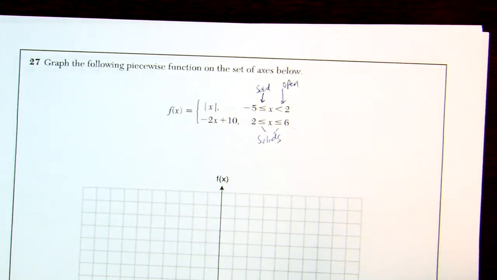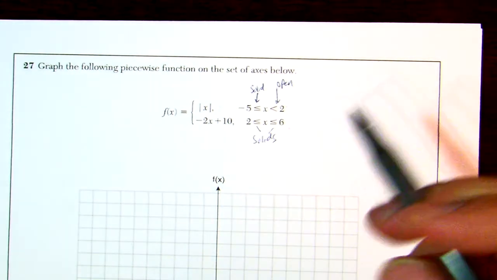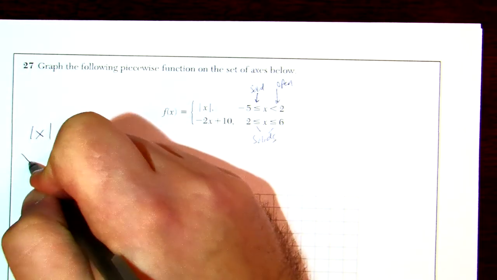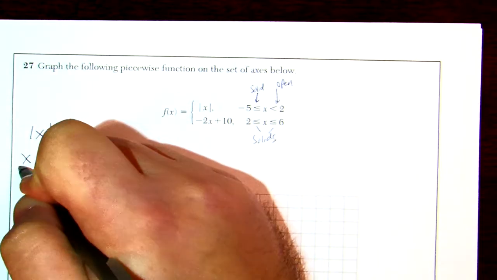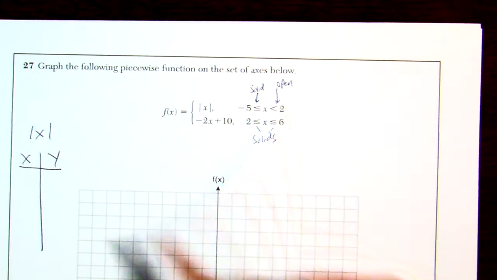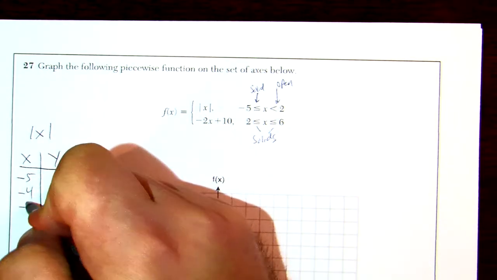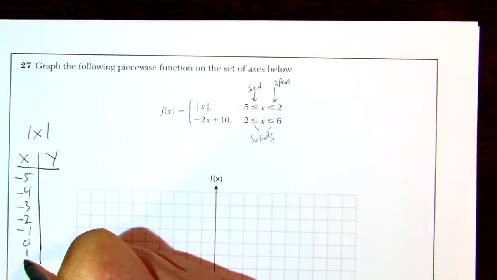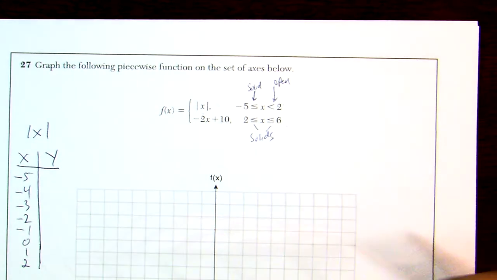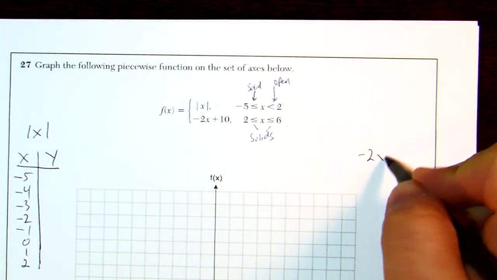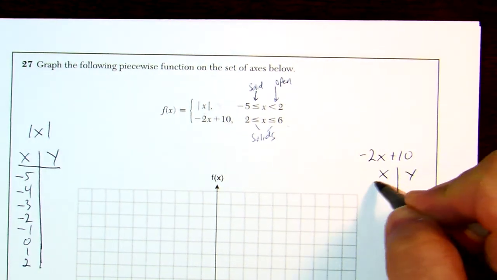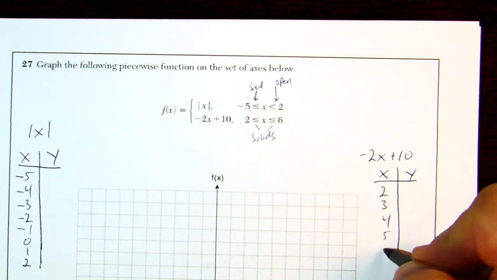So we're going to go ahead and type each one into our graphing calculator one at a time. So this is the absolute value of x. So absolute value of x with my xy chart. And again, I only care about from -5 to 2. -5, -4, -3, -2, -1, 0, 1, 2. And on the other side, I have the -2x plus 10 for an xy chart. And I only care about 2 to 6. So 2, 3, 4, 5, 6.